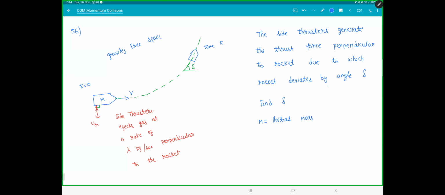Don't worry about the rotation part. Basically, there will be one or two thrusters which will maintain it. If you have only one thruster, the rocket will start spinning also like this. Let's not worry about all that. And V is the initial velocity, the initial speed of the rocket. The rocket is already moving. Then you switch on the thrusters.